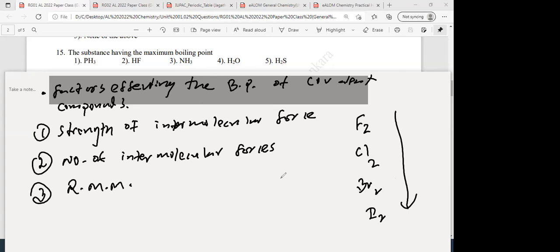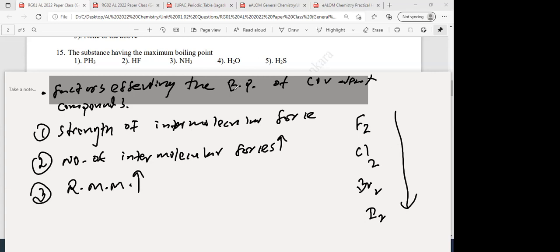Relative molecular mass increases, right? Not the strength of the intermolecular force. All are non-polar, so they have weak attractive forces, dispersion or London forces. The number of intermolecular forces can increase, and RMM increases down the group because the molecules become larger.